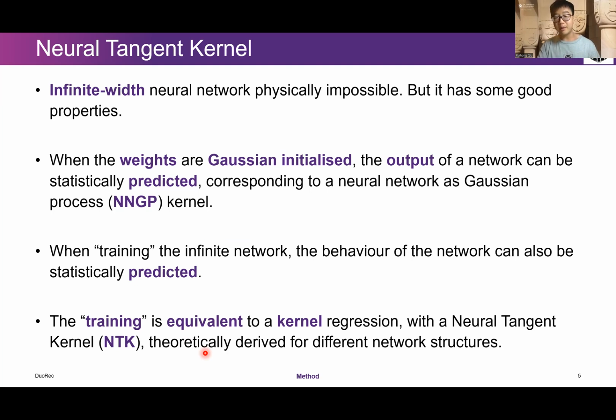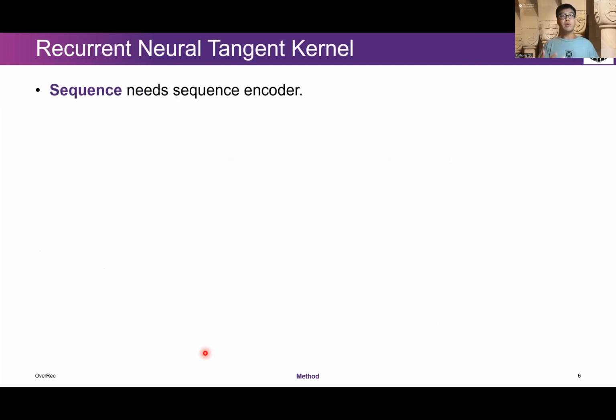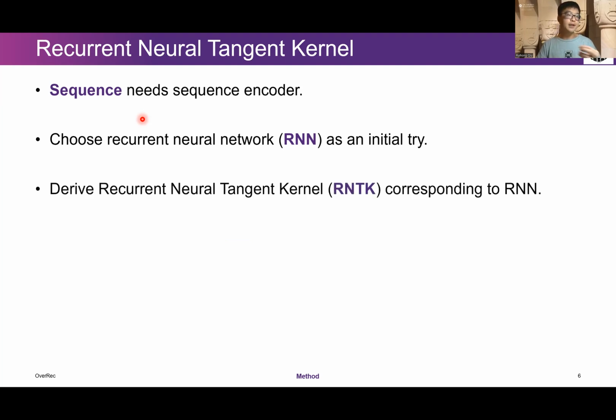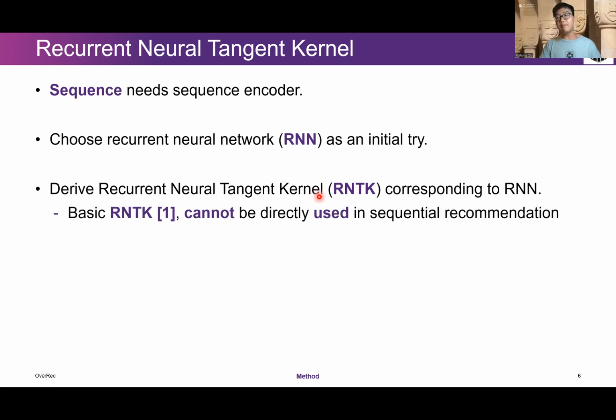RNN is important in our sequential recommendation because it's a sequence encoder. So in this work, we will look into the recurrent structure, of course, because we have sequences in sequential recommendation. We first choose the recurrent neural network as our initial try. For RNN, we first need to derive the general situation for the recurrent neural network. The corresponding tangent kernel is called the recurrent neural tangent kernel, short for RNTK here.